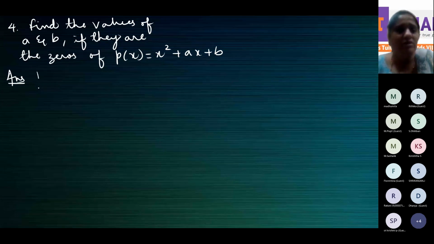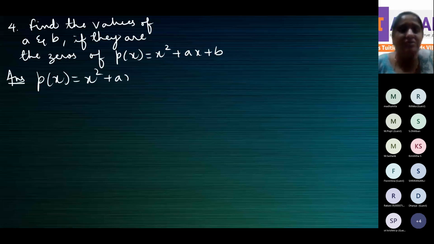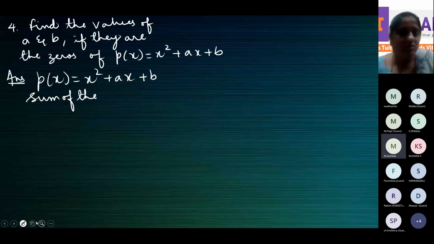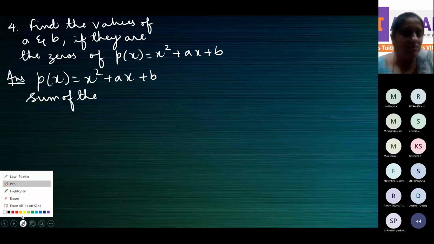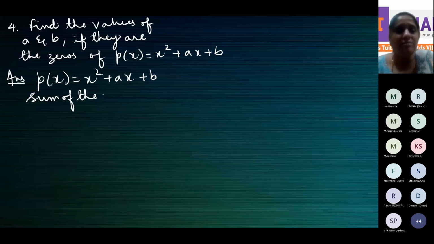Okay, so as usual, p of x is equal to x squared plus ax plus b. This is the quadratic polynomial. Children, now what is the sum of the zeros? Minus b by a. Yeah, sum of the zeros is equal to minus b by a, correct? Now, I'll use a capital letter B and A because a and b is already used. Or we'll write it in words.